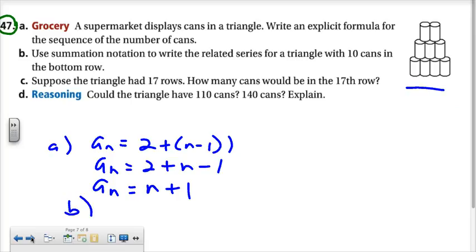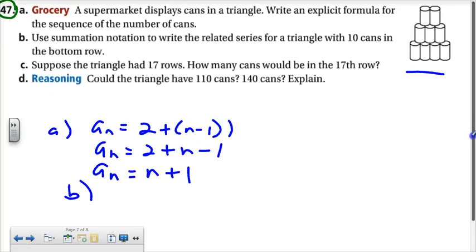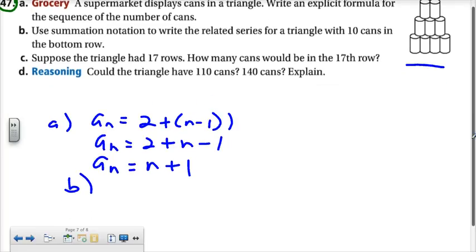B says use summation notation to write the series for a triangle with 10 cans in the bottom row. All right? Well, we're going to use that n plus 1 rule right there. And then what we have to do is figure out, well, if I put a 1 into my formula, that's going to give me 2. And they want 10 cans in that last one, so I better put in a 9. Because that's the only way I'm going to get that 10 generated as the last one.